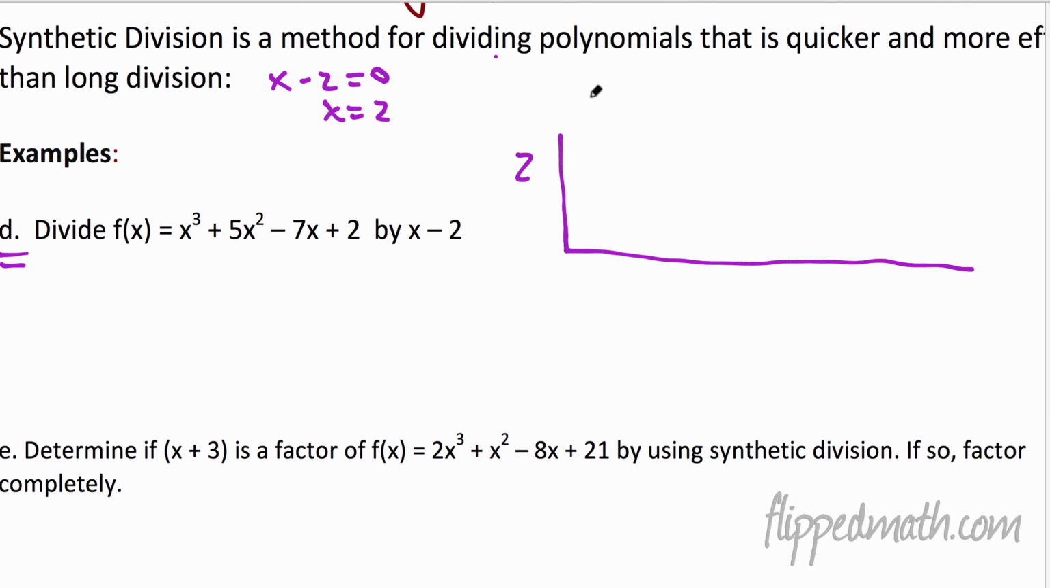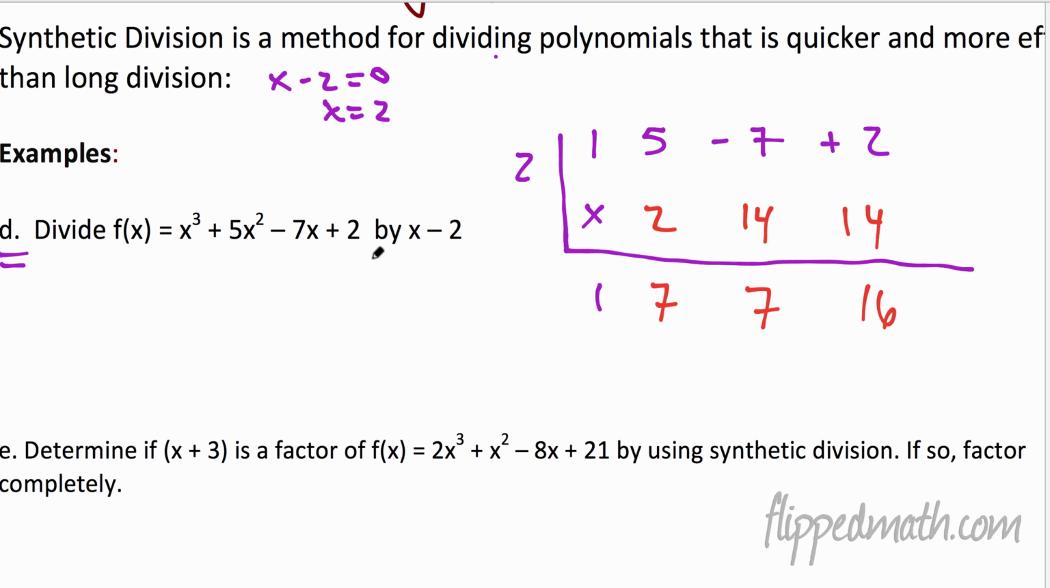But the way this works, very similar to synthetic substitution, we're going to put all the coefficients in here. So we've got a 1, a 5, a negative 7. I'm looking to make sure that there aren't any terms missing, and there are not, so we're good to go. I put an x there and bring down the first number. You multiply, put the product right here, then you add. Here we get a 7. Multiply, get a 14, add. Multiply, add. Guess what? We're all done.